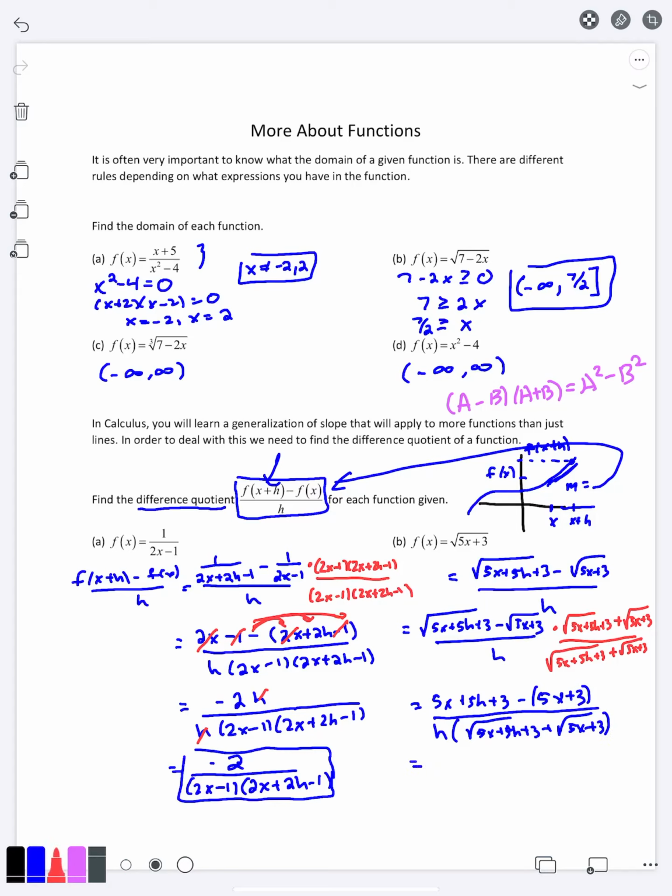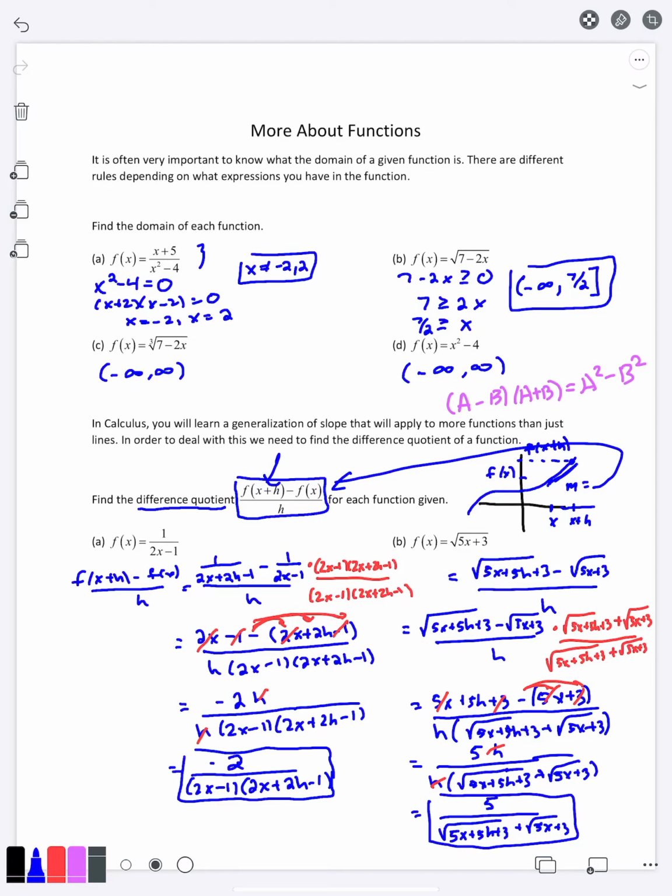Then, once you go ahead and distribute your negative sign in, some things are going to cancel as before. You're going to be left with 5h on top over h times these two square roots. I know it's a mess. It's not very well written. But just kind of copying the same thing down. And of course the last step, as usual, is going to be canceling out that h. And our final answer is 5 over these two square roots added, and this would be your difference quotient.